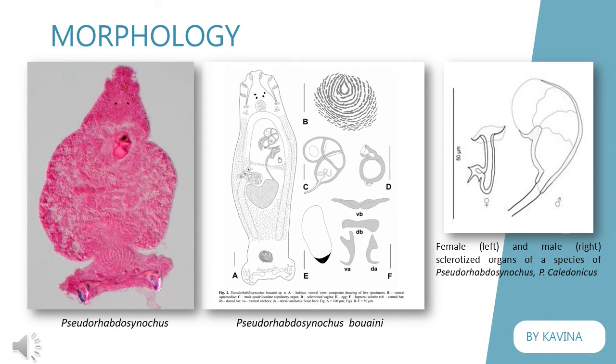Morphology of the Pseudorhabdosynochus. All species of Pseudorhabdosynochus are small animals, ranging 0.3 to 1 mm in length. As most monogeneans, they are flat, with an anterior head bearing 4 oculi and head glands, a main elongated body, and a posterior haptor. The digestive system includes an anterior muscular pharynx and 2 lateral intestinal branches, or ceca. As in all platyhelminthes, there is no anus.